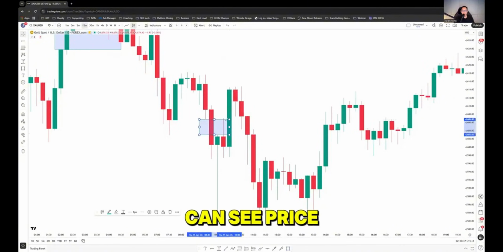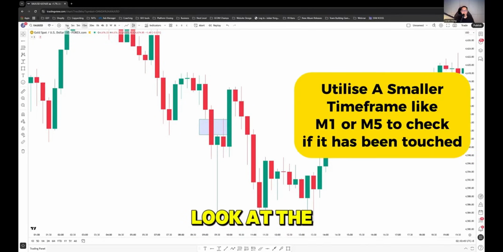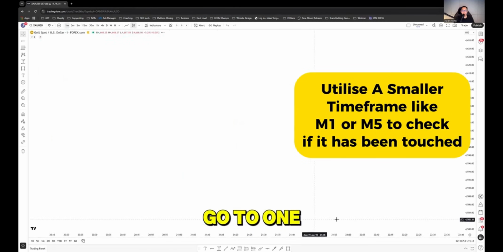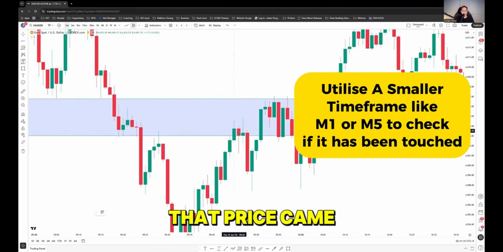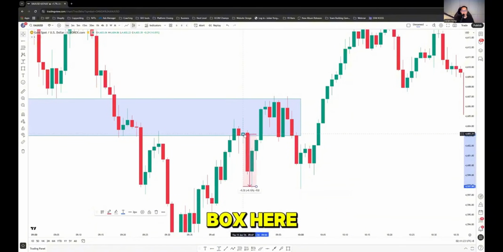So as you can see, price came inside, tapped into this fair value gap, went down. Now, if you want to check and see whether it actually went 30 pips or not, let's have a look at the smaller time frame. I'm just going to go to 1 minute. So right here, we can see that price came all the way to the top here and went down. This, if you entered inside the box here, it went all the way down 50 pips.